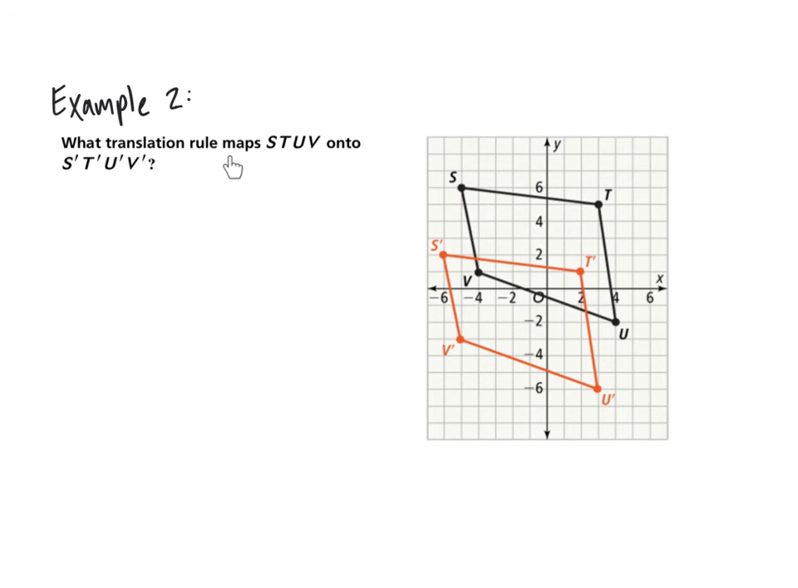For the second video, we are given a pre-image, STUV, this quadrilateral in black, and the new image, S prime, T prime, U prime, V prime, the quadrilateral in red, and our job is to write the translation rule. So we are looking at saying translation of blank, comma, blank of the shape STUV onto the new shape S prime, T prime, U prime, V prime. And our job is to fill in these two blanks with what horizontal movement and what vertical movement we did to each of these vertices to get them to their new location.